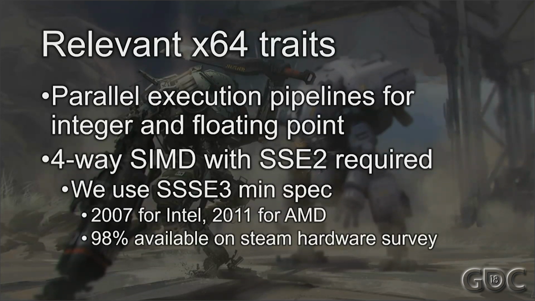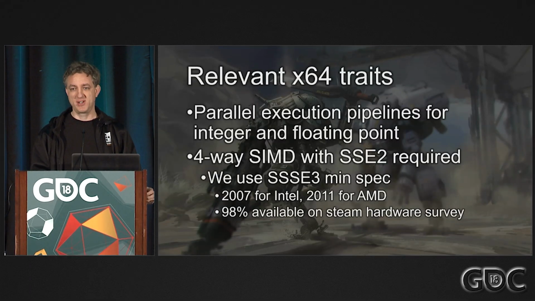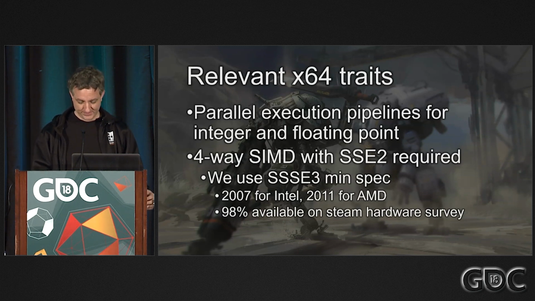It also has parallel execution pipelines for both integer and floating point, so you can do both of those at the same time. And there's 4-way SIMD with SSE2 required. We actually use supplemental streaming SIMD extensions 3, SSSE3, and we'll get to why near the end of the talk. And it's 98% of hardware according to Steam.